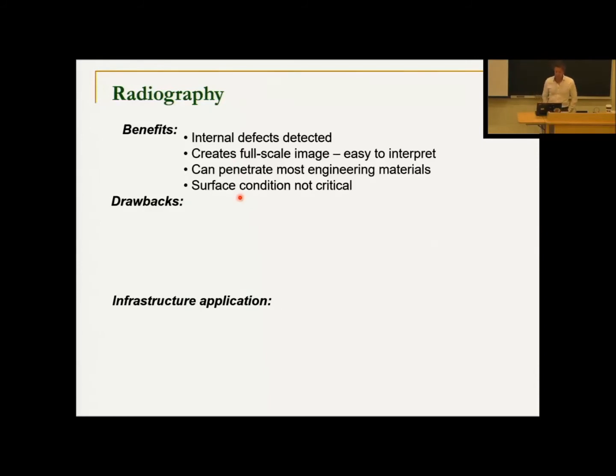So the benefits of these are that we can find internal defects. It creates an image which is easy for us to interpret because it's a shadow image. So humans are able to understand that. It can penetrate most engineering materials. And also the surface condition is not critical. There's no contact needed like in ultrasound where you have to have good contact, clean surface, and so on. The energy is penetrating through, so it's excellent.